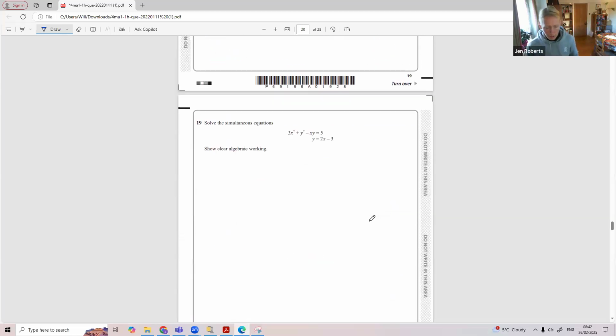Solve the simultaneous equations. So we've got the top one, it's got X and Y's in. Obviously the bottom one has as well, but Y is already the subject for the bottom one. So I'm going to sub that straight into the top equation. So any value of Y here, I'm just going to sub this in. We've got 3x squared, add (2x minus 3) squared, minus x times y, which is 2x minus 3. I know that is equal to 5. Now I just need to manipulate this correctly.